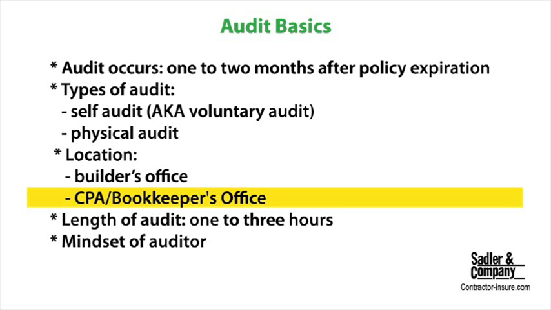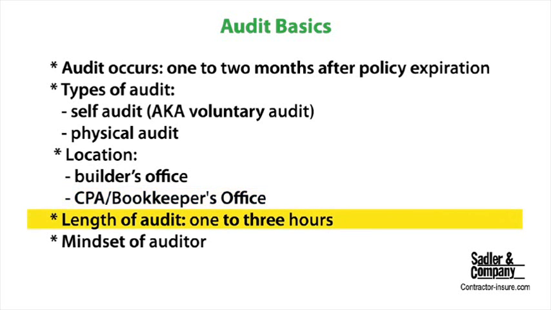Depending on the degree of readiness and preparation on the part of the builder, the length of time to complete the audit meeting typically ranges from 1 to 3 hours. It can last even longer for large builders with complex operations and multiple business entities.